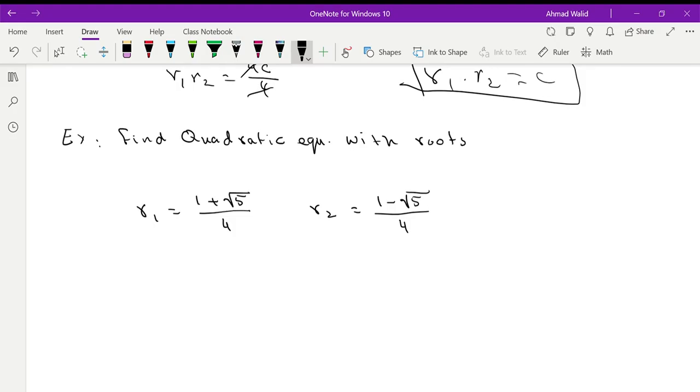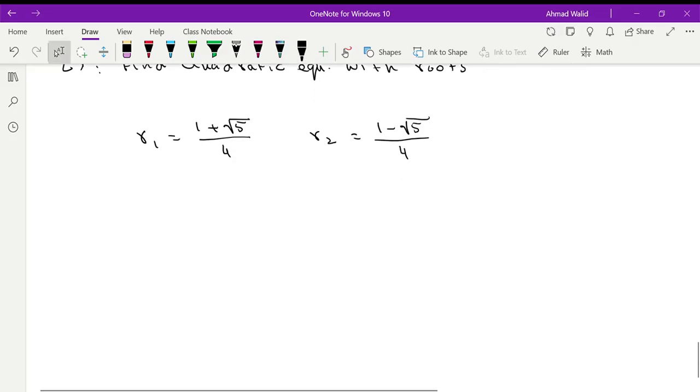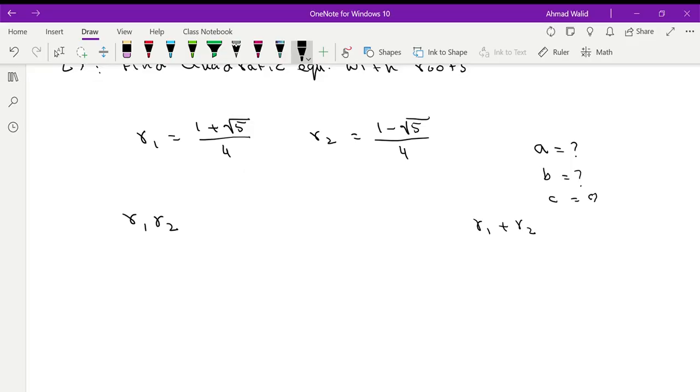They're asking you to find or write the quadratic equation. To do that, you have to do two things. First, find R1 times R2, and second, find R1 plus R2. Because to write a quadratic equation, you need to know how much is a, how much is b, and how much is c. Correct? R1 times R2 always gives you c, and R1 plus R2 always gives you negative b.